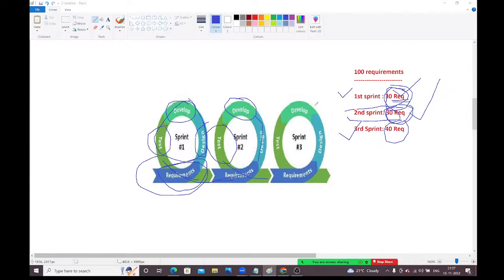Did you guys get the clarity? What is the difference between waterfall methodology and agile methodology? Do you guys understand the difference between waterfall and agile methodology?